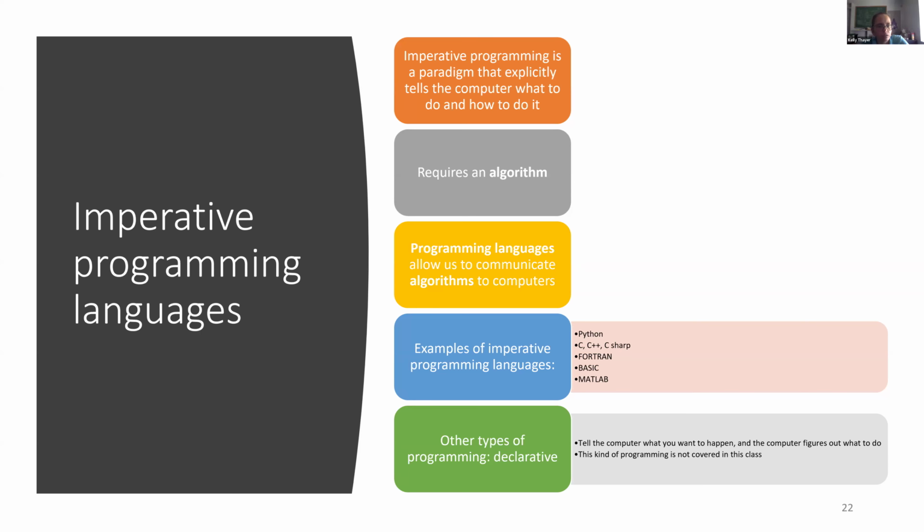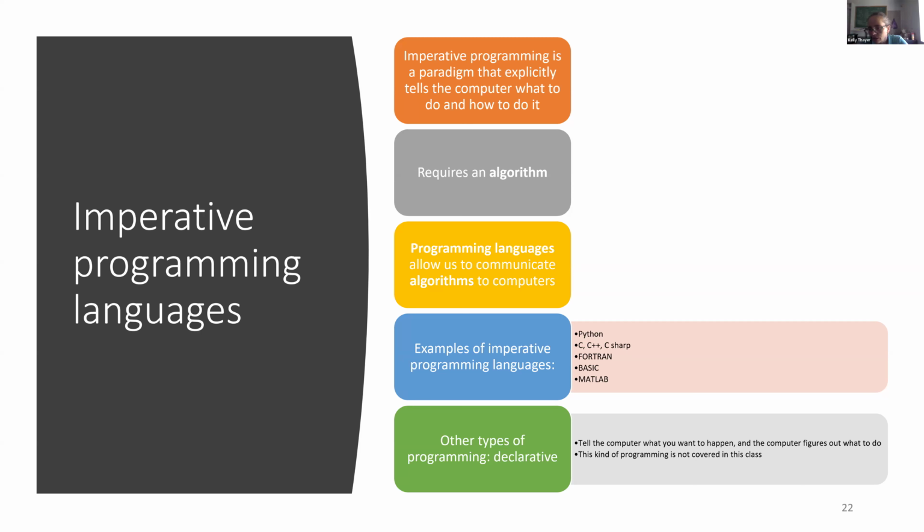All right, so let's take a look at the imperative programming languages. Imperative programming is the kind of paradigm you're probably thinking about when you're thinking about programming, but it's important to realize that there are more than just one kind of programming. So imperative programming is when you explicitly tell the computer what to do and how to do it. So in order to do this, we will need an algorithm.